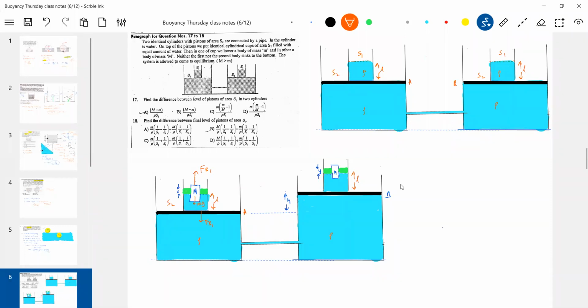Will you agree to this? So what is FB1? The force by this liquid on the block. Similarly, the block will also exert a force, which I'm showing here. Agree? Similarly, now come to this one. FB2, small mg here, FB2.